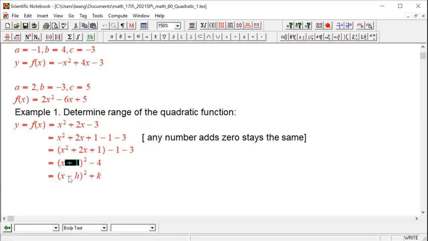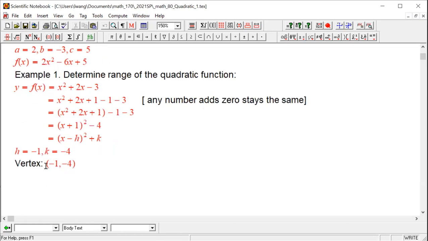Okay, and we can see that h equals -1, k equals -4. For those of you who are familiar with this form, you can tell that the vertex is (h, k), which is (-1, -4). If you're familiar with this form, then you know that this parabola opens up and the lowest point is (-1, -4).